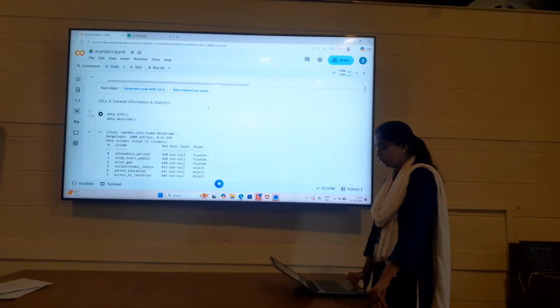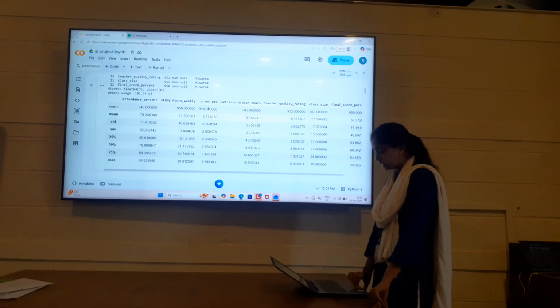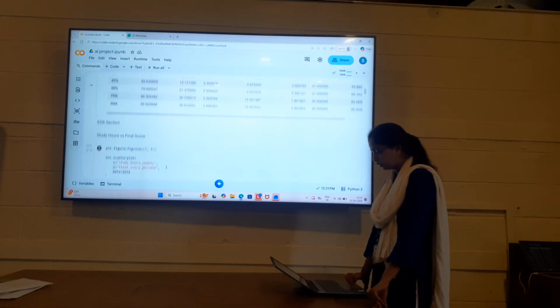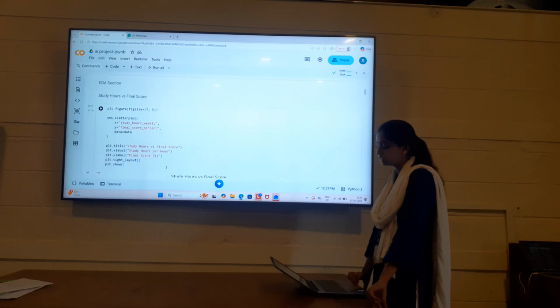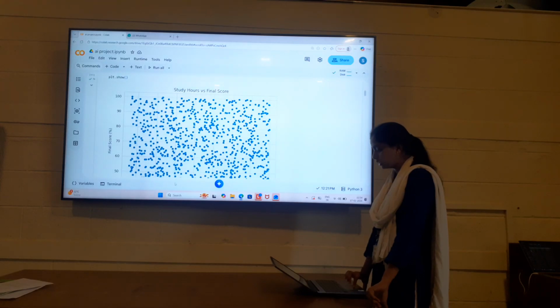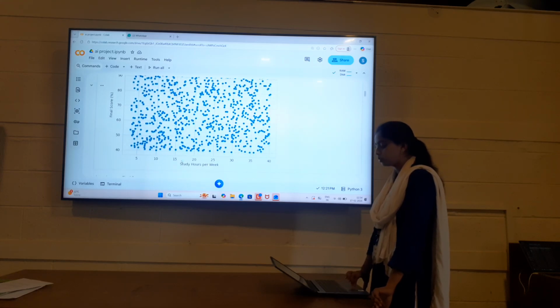GPA, where I have imported the information and statistical part. As I said, I have selected the three columns, which is mainly to analyze the data and give the correct output. I have done an EDA section, where we can compare study hours versus final scores. We can see the graph, where both scores increase, so study hours and final scores have a positive relationship.